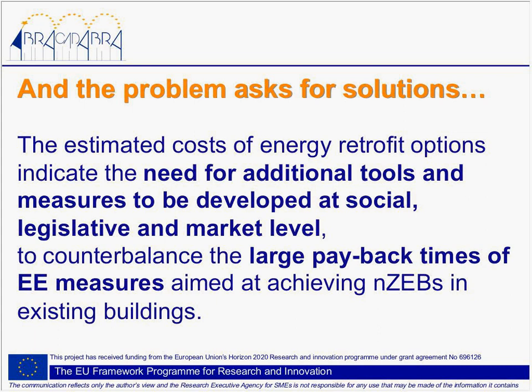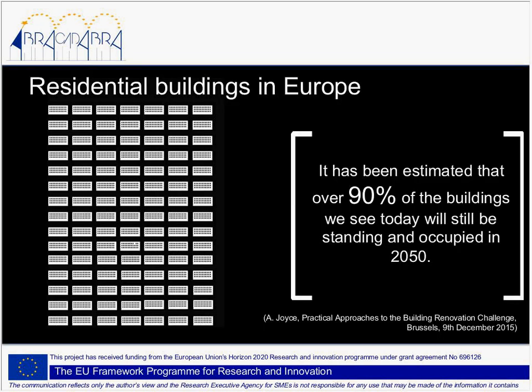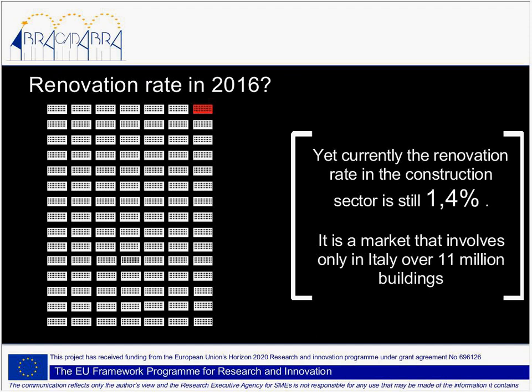achieving nearly zero energy building in existing buildings. So we try to respond to this problem, considering that the residential buildings in Europe have a very low rate of energy retrofit, considering that 90% of the buildings that we see today will still be standing and will be occupied by 2050. Then this is the renovation rate of the actual buildings up to now in Europe, so it's 1.4%. In a market that only Italy, for example, involves more than 11 million buildings.